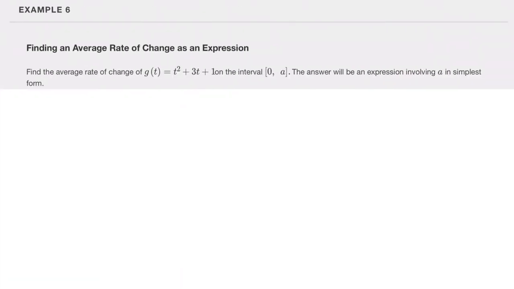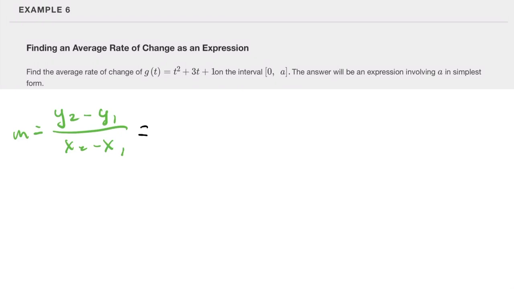Okay. So here we're asked to find the average rate of change of this function on the interval from 0 to a. The answer will be expressed involving a in simplest form. So average rate of change, I'm going to go y2 minus y1 over x2 minus x1.